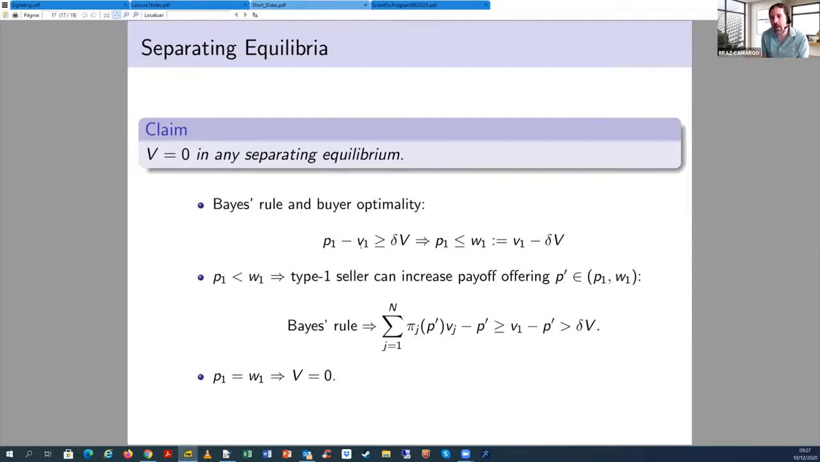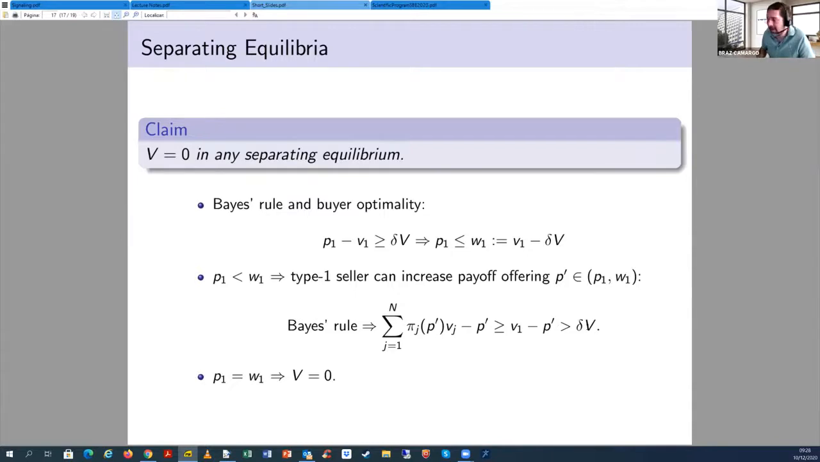Now, what happens when this price is smaller than W1? If I'm a type 1 seller, one thing I can do is deviate and offer a price that is between P1 and W1. In the worst possible case, when I look at the expected value as a buyer seeing a price between P1 and W1, I know that it is a type 1 seller I'm dealing with. So my expected valuation is at least V1. The buyer's payoff from a price P prime between P1 and W1 is at least V1 minus P prime. Because P prime is less than W1, this difference V1 minus P prime is greater than delta V. So as a buyer, I'm very happy to accept this price, and in fact I'm willing to accept it with probability 1.